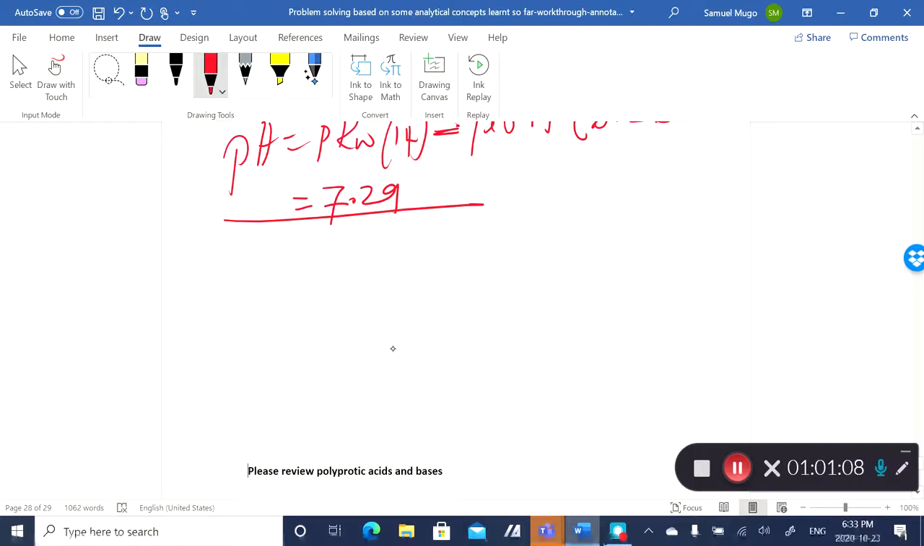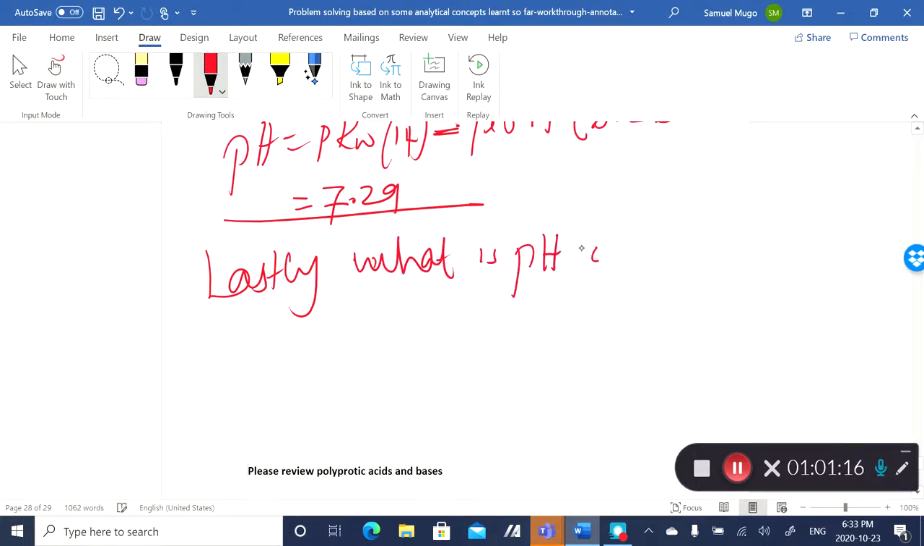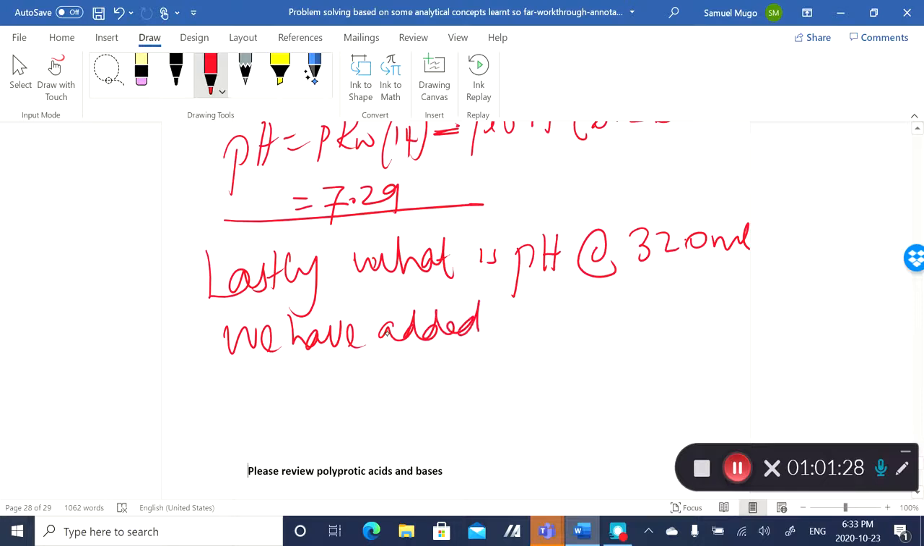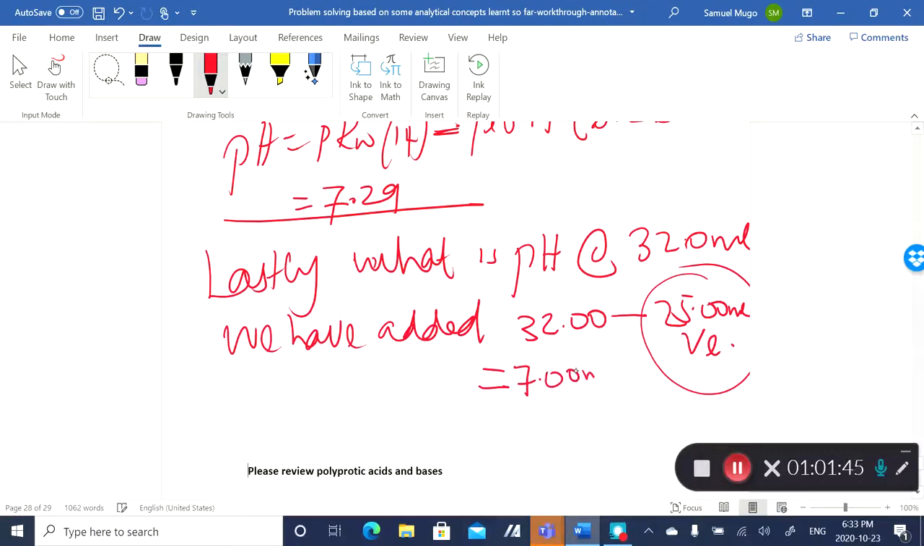Lastly, what is the pH at 32.0 mil? So take note of this. We have added 32 mil, which is more than the 25 mil at the equivalence volume. At the equivalence volume, that's when we consumed all the acid that was present. Meaning we've added 7.0 mil more after the equivalence volume. Okay.